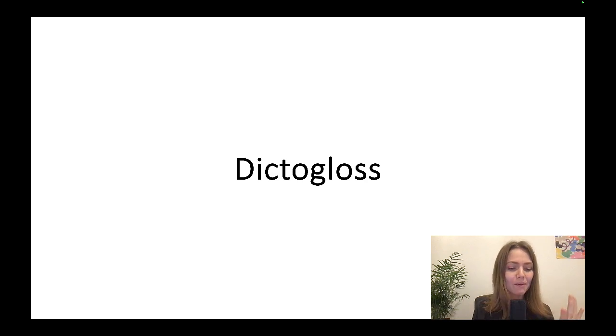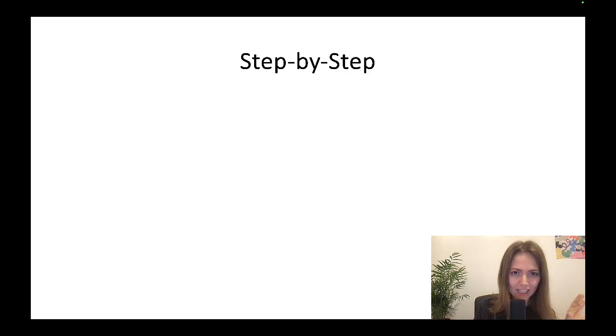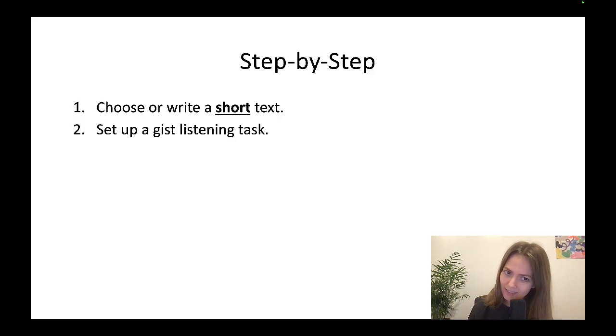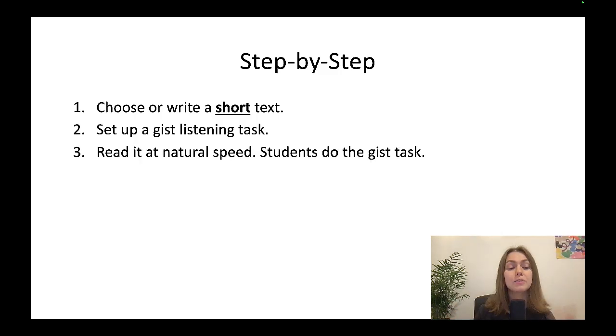So to start with, we're just going to look at the step-by-step of the activity, what you do, how it works, and then we'll break it down into details. So step number 1, you choose or you write a short text. You set up a just listening task, not a reading, because you don't want them to see it before you do the rest of the stages. So a listening task. You're going to read it at natural speed, and students do the gist task, right?